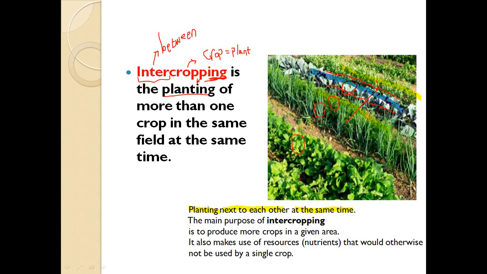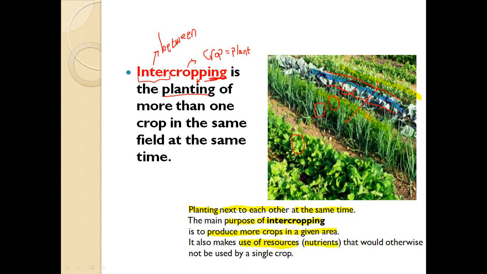Why do we do this? Why? What is the importance of this? What is the purpose of intercropping? The purpose or the aim or the reason for intercropping is to produce more crops in a given area. To get more crops, have a lot more crops, and make use of resources. What do we mean by resources? I will put here fertilizers for the soil, right? Only one plant will eat from the fertilizers? No, I want a lot of plants to eat from these fertilizers or the nutrients, okay?